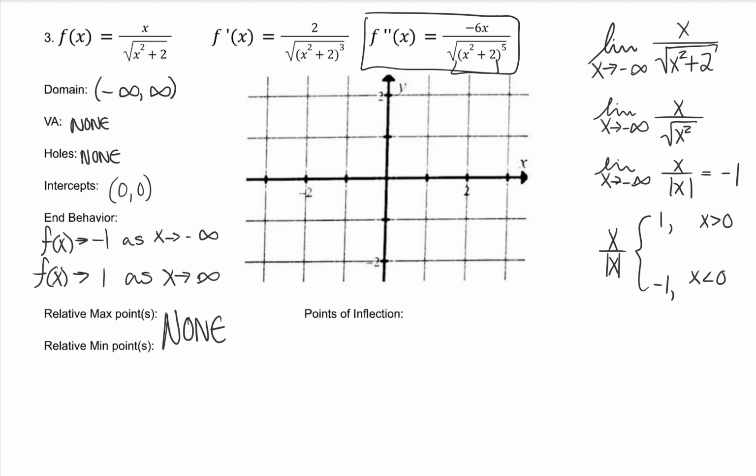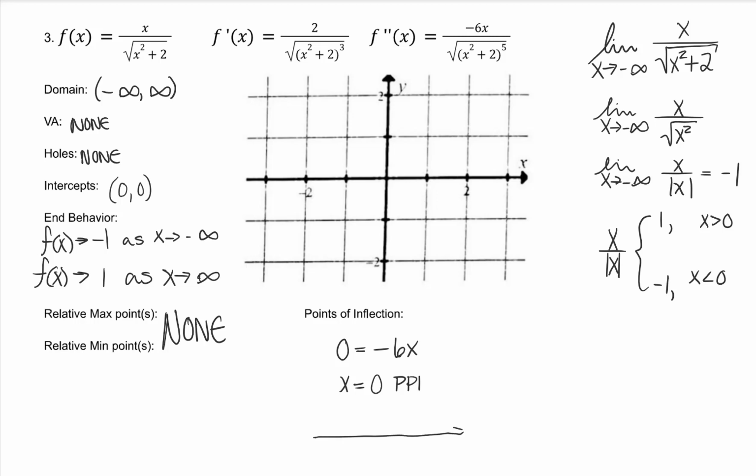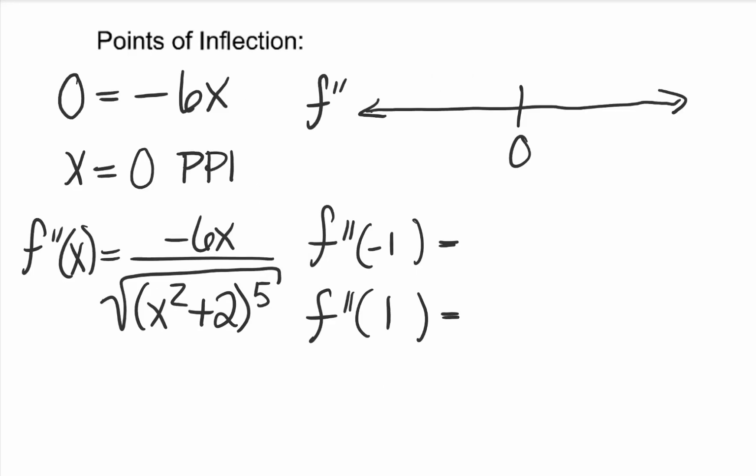Again, our denominator will not equal 0 here, so f prime prime of x is never undefined. But f prime prime of x will equal 0 when our numerator is equal to 0. That is at x equals 0. Is that a point of inflection? Let's make an f prime prime number line to check our concavity and determine if it's a point of inflection.